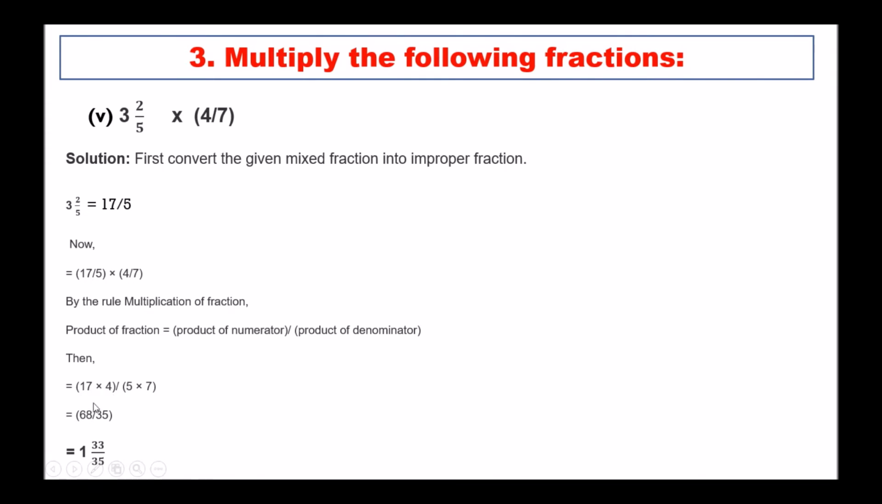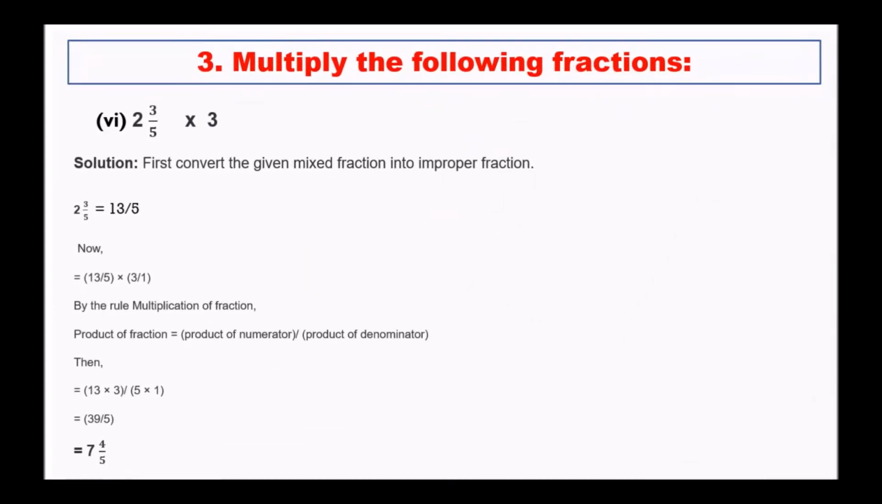17 into 4 is 68 and 5 into 7 is 35. So 68 upon 35. Then we will convert that into a mixed fraction. So it is 1 and 33 upon 35.